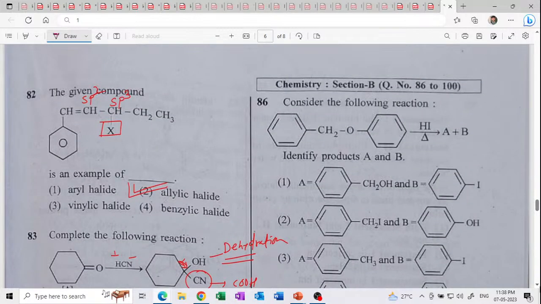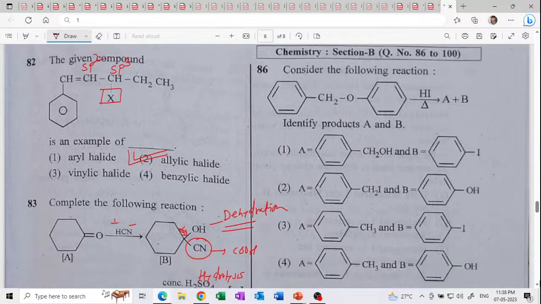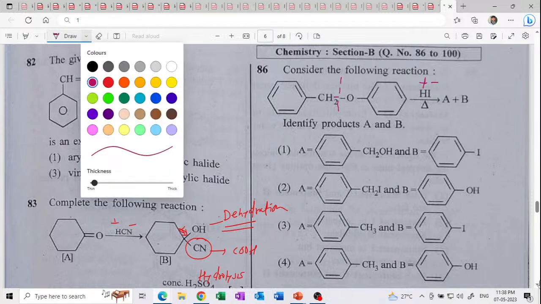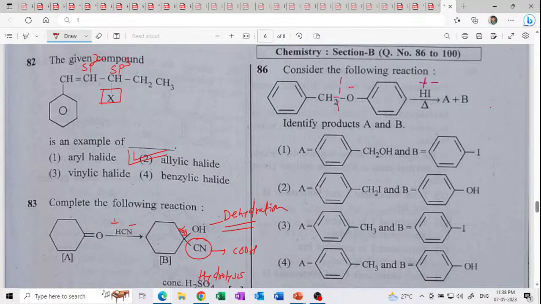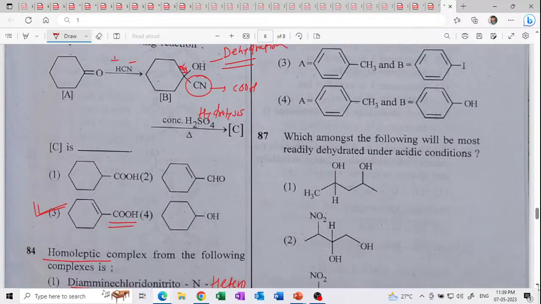Next question, in section B, consider the following reaction. This is the H plus, I minus question from ether. So this bond is broken down. This is the ether, na? So this bond is broken down and then this is minus, this is H plus. So attach the opposite ion. So simple. If you attach the opposite ion, then we'll get the phenol. This is the formation of, one is the phenol and second is the benzyl iodide. So this is the second option correct. Get it? Benzyl iodide and phenol. So this is a question from ethers. Very easy question.